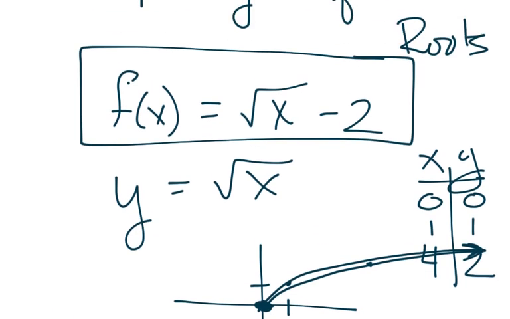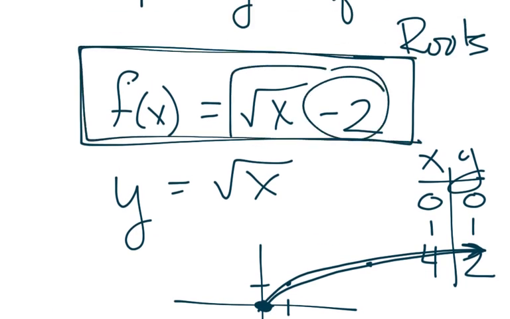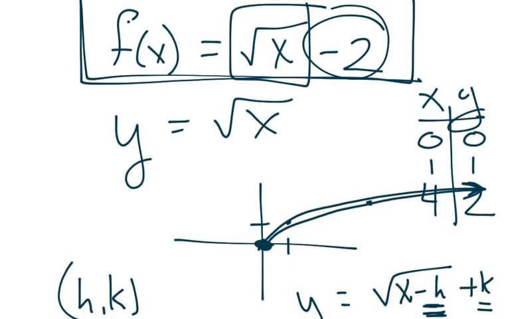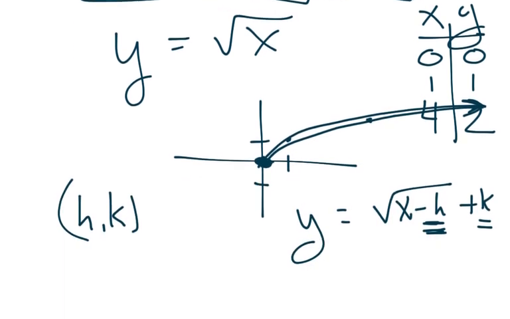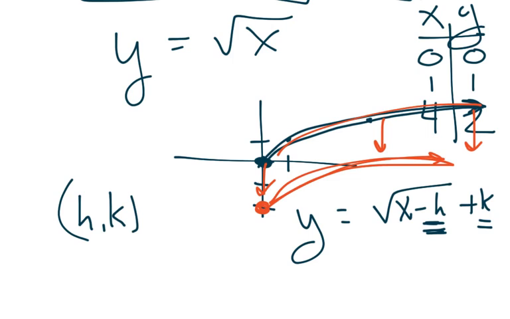And so if we went back here, this minus 2 is outside of the square root sign. And so what it would do is it would take it down 2 units, and it would just look like this now. It would be this one moved down 2 units everywhere. And so that's called a translation. And so we can translate this by what we see, by the h and the k value.